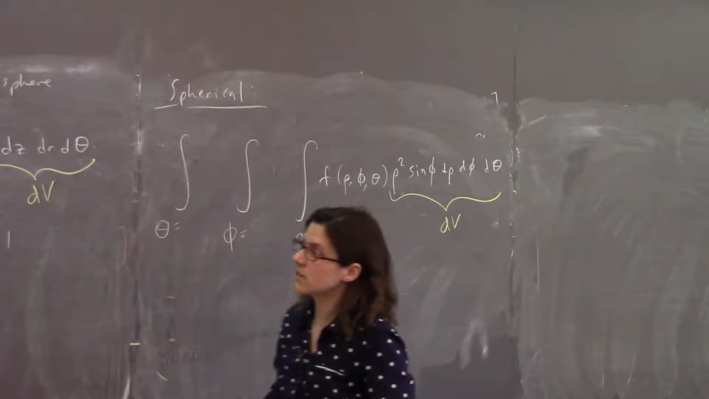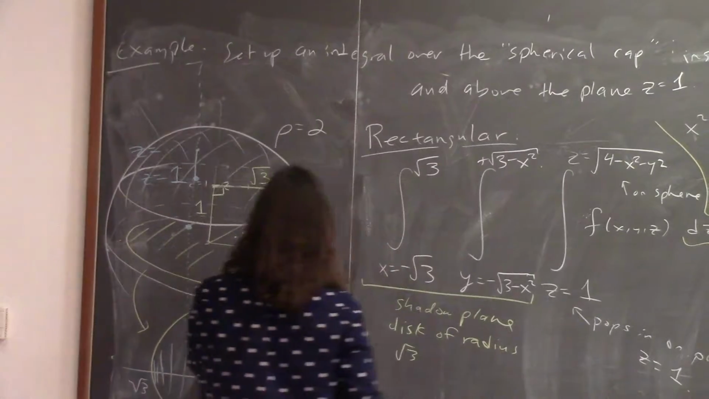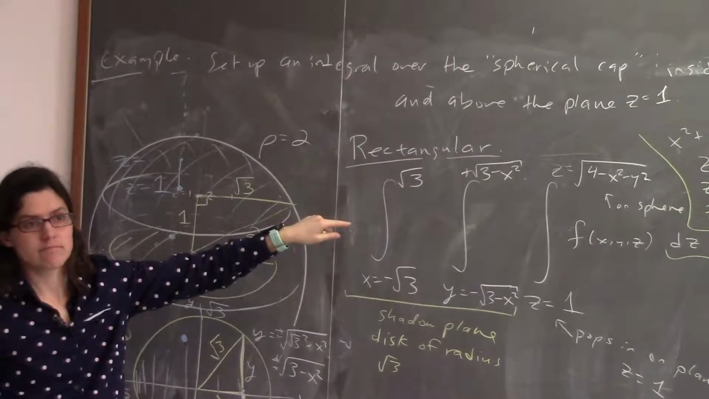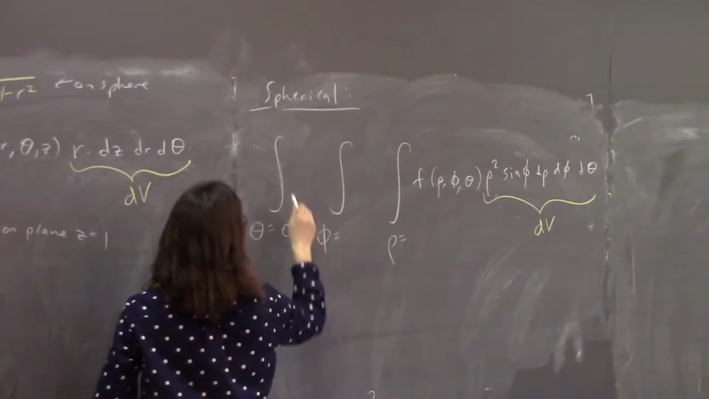Okay. So let's look at our spherical cap here. Which thetas do we need in order to get the whole shape? All the way around, 0 to 2 pi. Sounds good. Okay, theta goes from 0 to 2 pi.